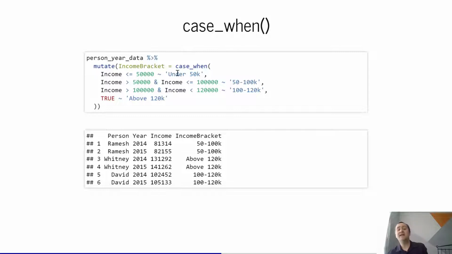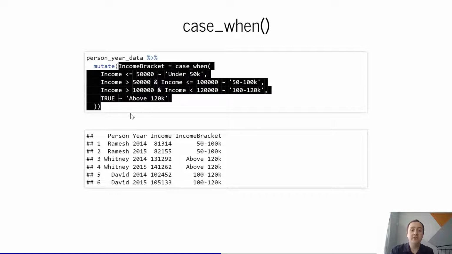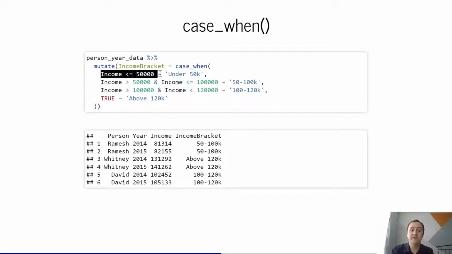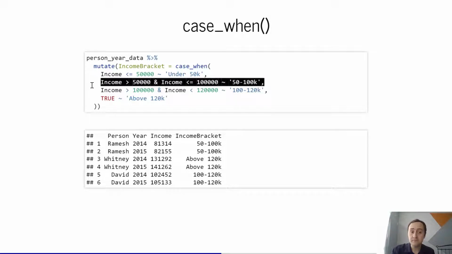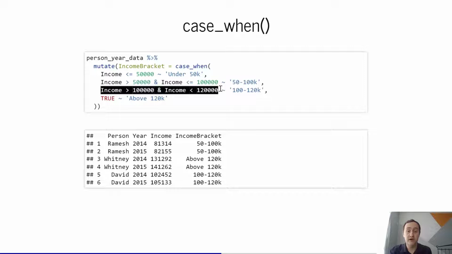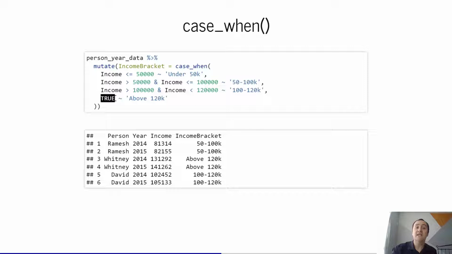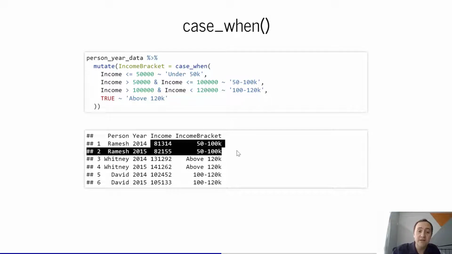So here I'm making an income bracket variable using the person and year data. Creating this new variable equal to a case when function. Inside of the case when function, I've got a bunch of if-then statements. If your income is below 50,000, then you get the label under 50,000. If your income is above 50,000 or below 100,000, then you get 50 to 100,000. If your income is above $100,000 but below 120,000, then you get 100 to 120K. And then I can just say true. This is the catch-all for everybody else. And if you still haven't been caught by any of these, then you are above $120,000. You can see how this plays out, right? This income is 50 to 100,000, so it gets this label down here.